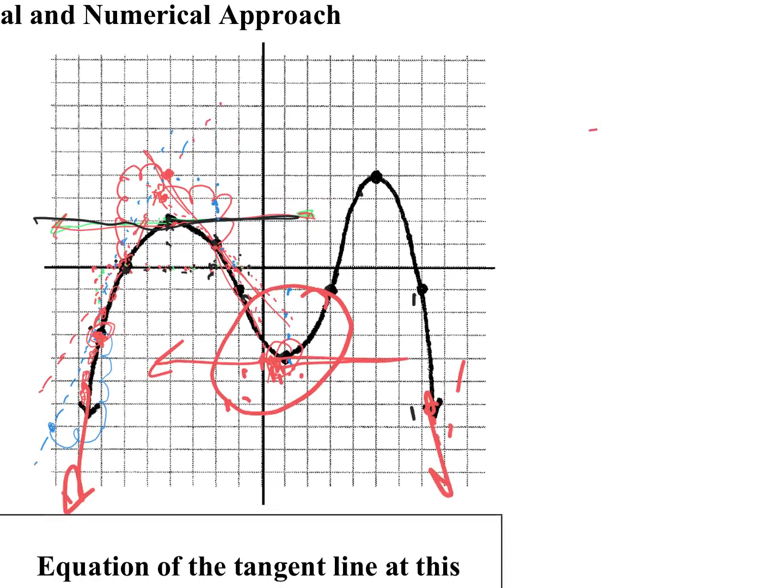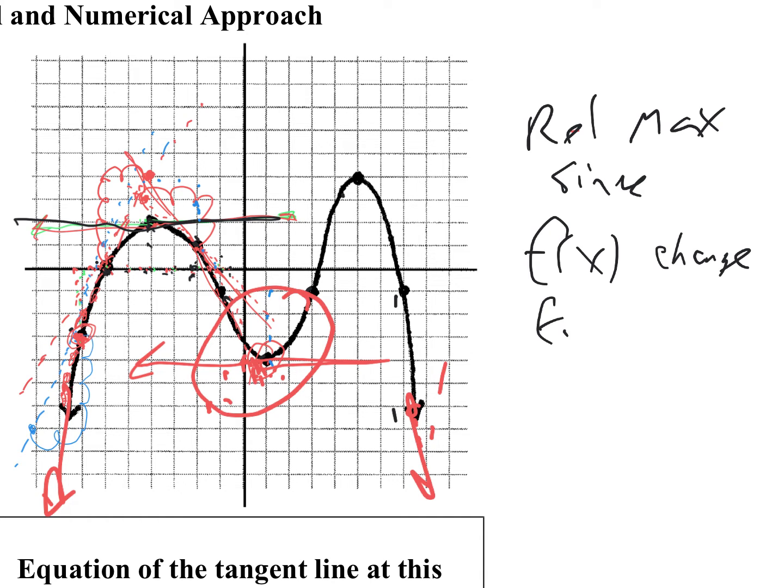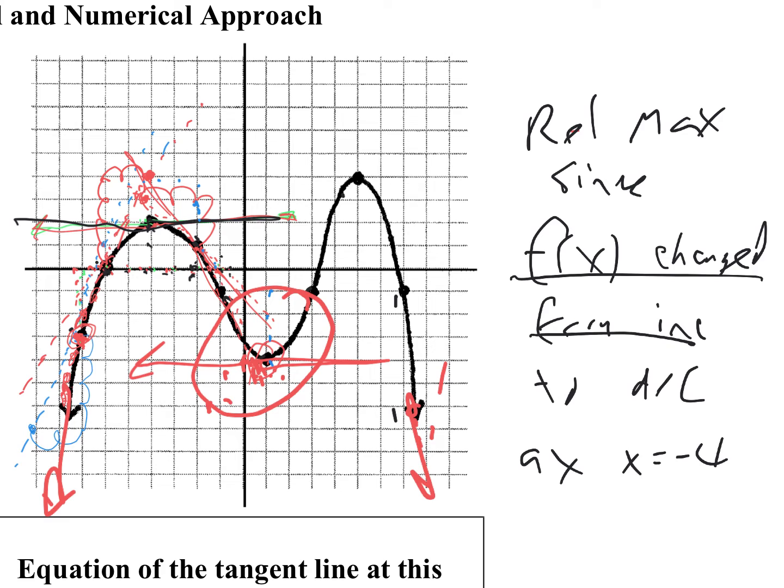So you could say that it's a relative max since f of x changed from increasing to decreasing at x equals -4. That's a perfect explanation that it's a relative max. How do you know it's a relative max? The function was increasing, now it's decreasing. And the only thing that could have happened in there was where it changed directions, a relative max.